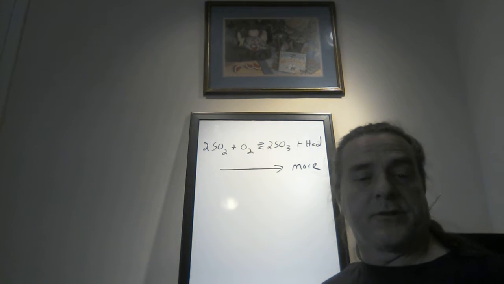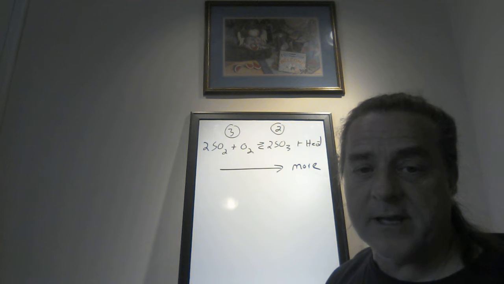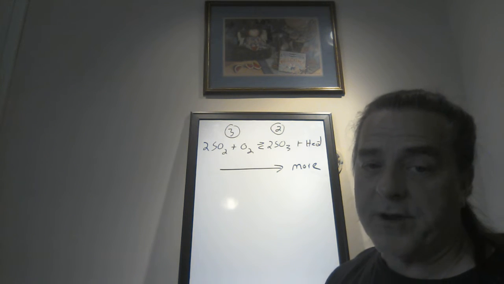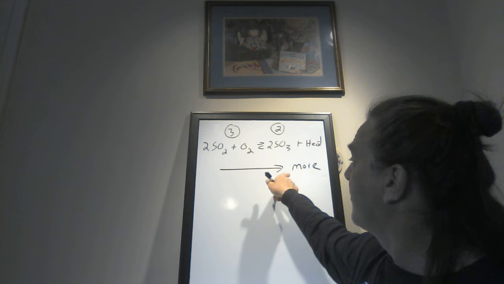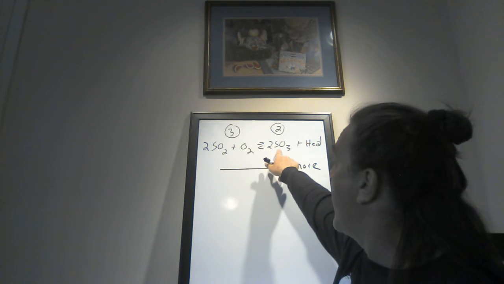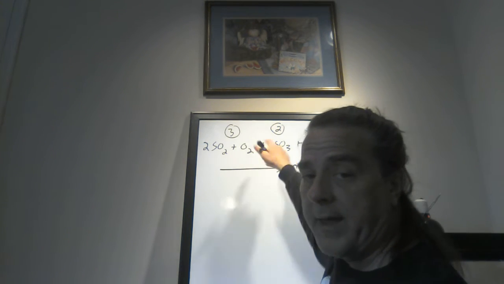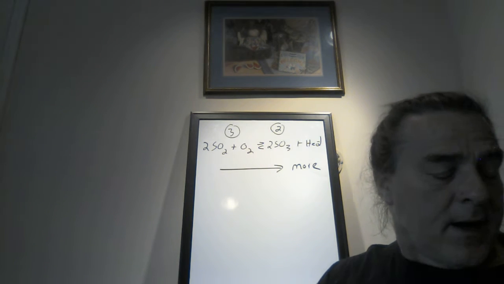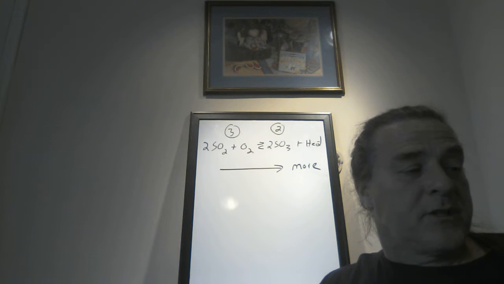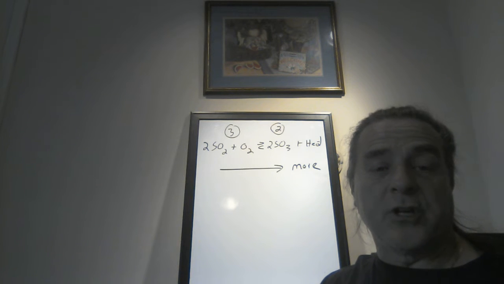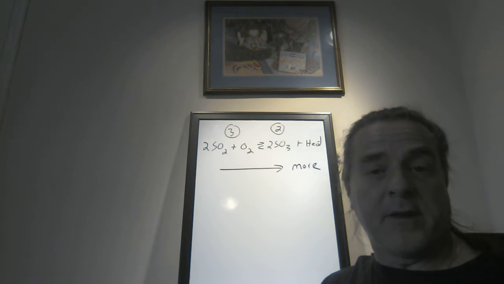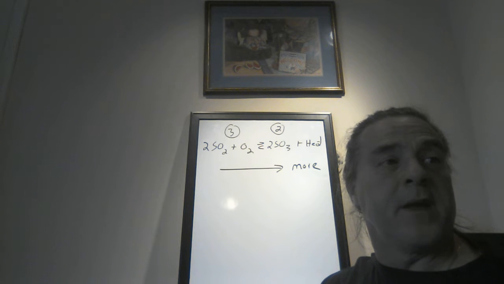Increasing the pressure, letter C. There are three gases here: 2 and 1 is 3. Only two gases here, so that side has 2. An increase in pressure moves to the side with fewer gases. Increasing the pressure drives the reaction to the right. In going to the right, everything on the right is more, so SO3 will be increased by adding pressure. Any of the other choices would cause the reaction to go in the opposite direction, to the left, and SO3 would then decrease.